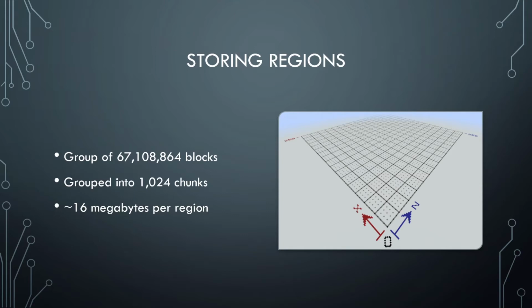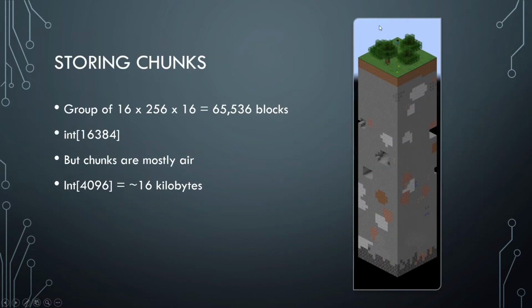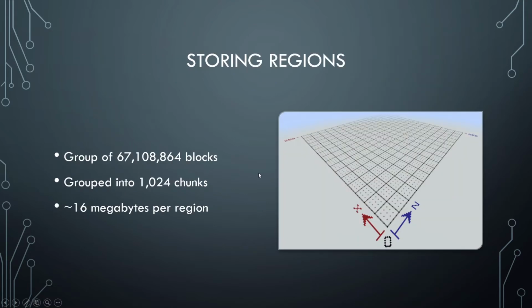Because you can't assume that it's going to be the same every time. Now that means you have 1,024 chunks, and if you multiply it out, that gives you 16 megabytes per region. Because remember, we're not storing air. There is nothing there that's useful. We don't care. We can just insert it at runtime. It's the most common block, right? So 16 megabytes per region.